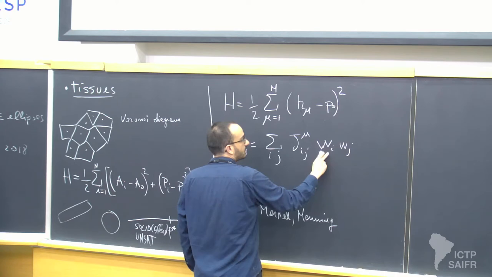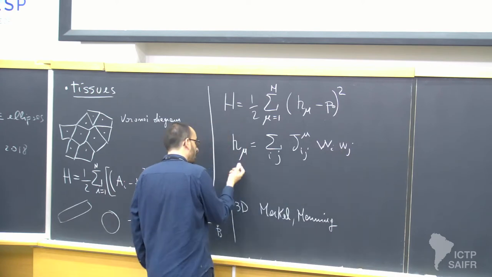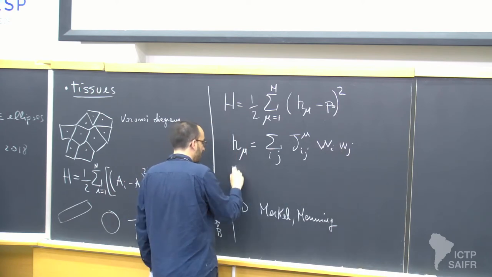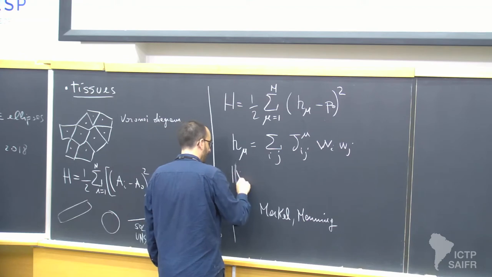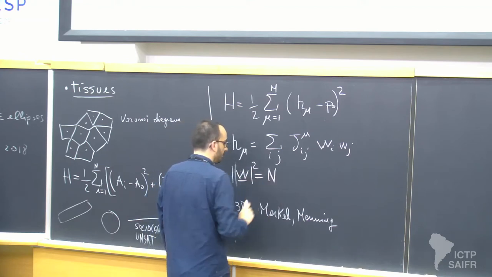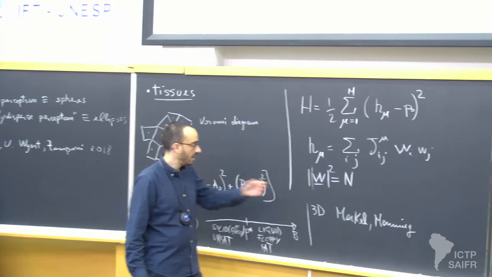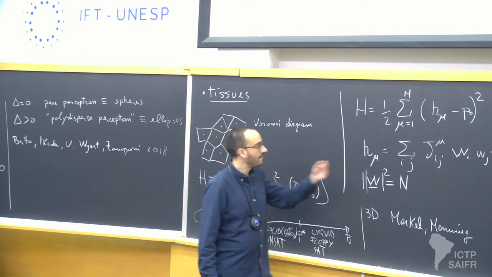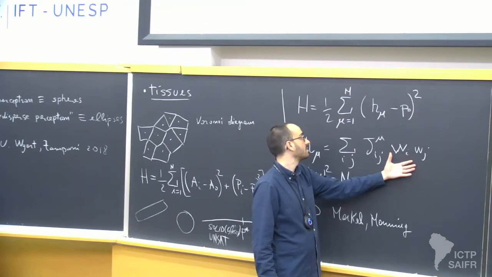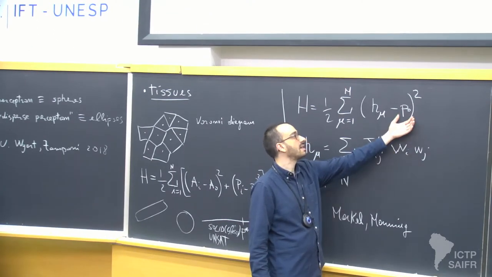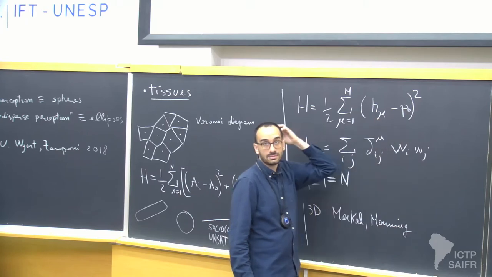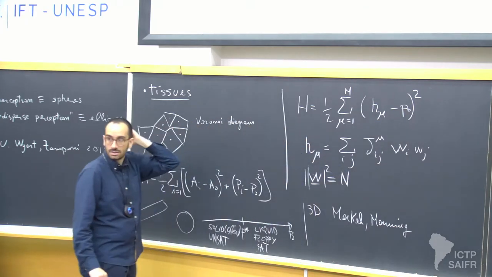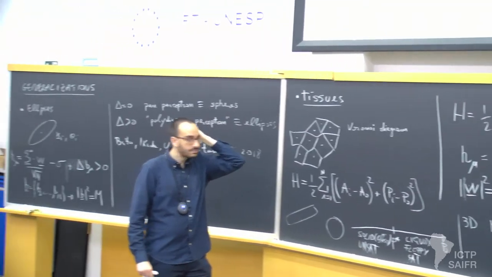And those are my degrees of freedom. And again, in order to have some compact phase space, I choose this normalization. So I have a bunch of nonlinear functions that I would like to meet some constraint. It's a mix of perceptron with this TSP model.